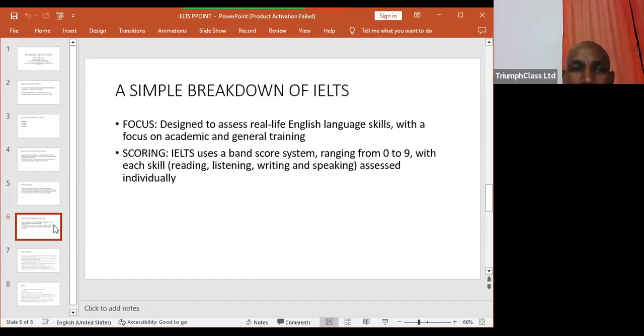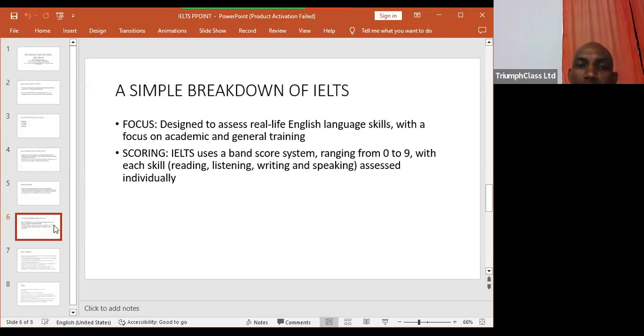What do they test? The focus is designed to assess real-life English language skills with a focus on academic and general training. So real-life language skills are the skills that will help you to perform well once you land that dream job in an English-speaking country. And in terms of academics, this test will show your level of English proficiency in case you're applying for a university in an English-speaking country.